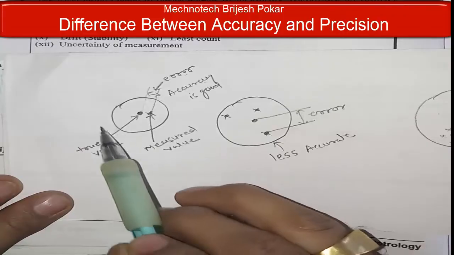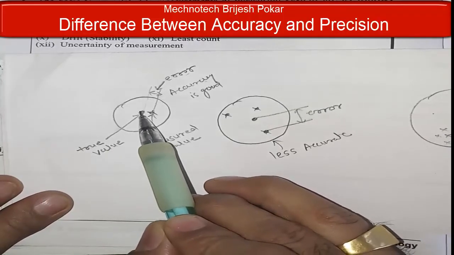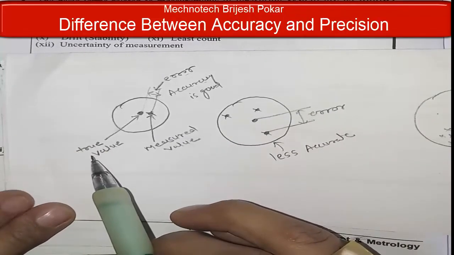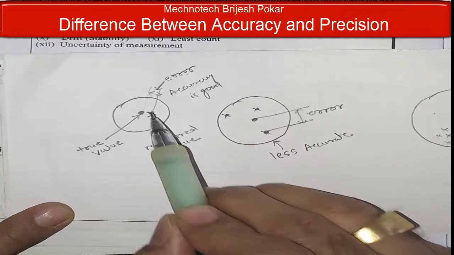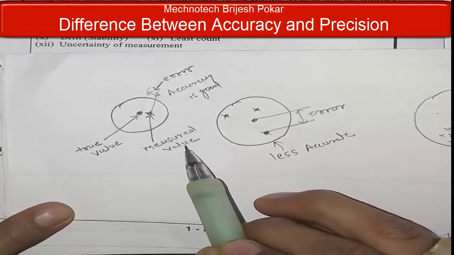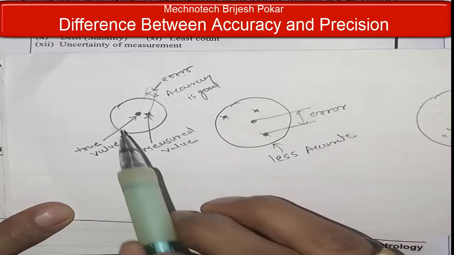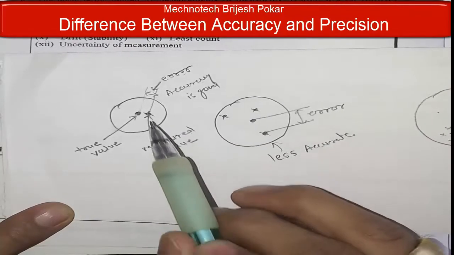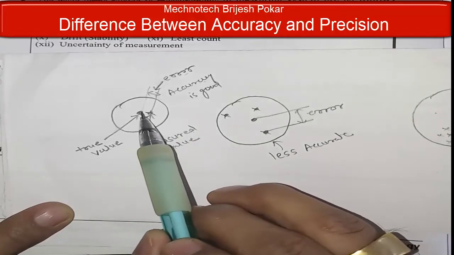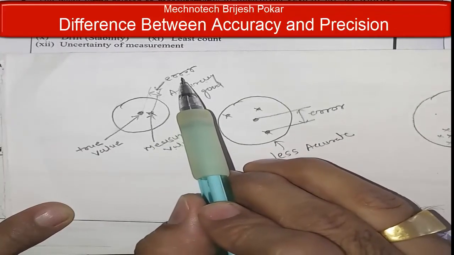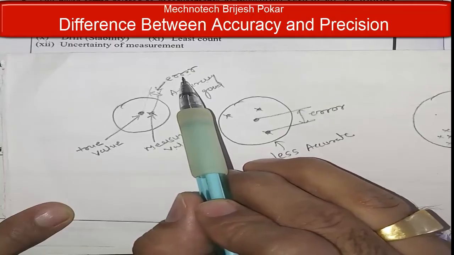Suppose this is a circle and this is our targeted point. It is called the true value. And suppose I throw an arrow which is stuck over here, it is called the measured value, right? So this is the true value and this is the measured value. Here the difference between these two points is called the error. Okay, now what is error?